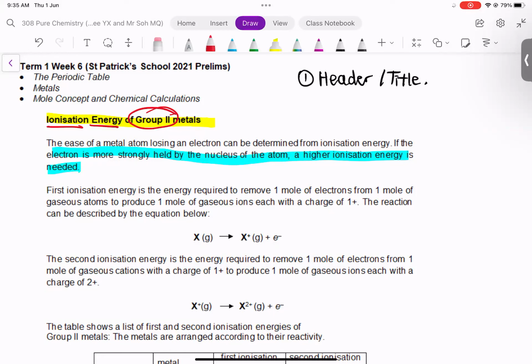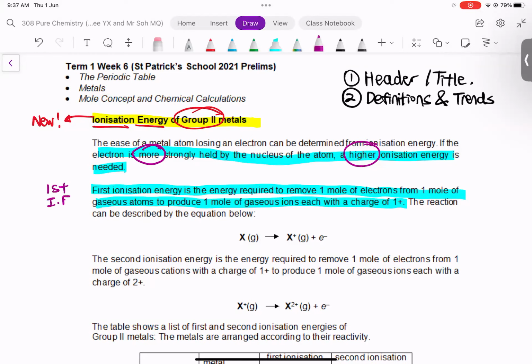Okay. Now, besides that, you will also want the definitions. So this is the definition of first ionization energy, which is the energy required to remove 1 mole of electrons from 1 mole of gaseous atoms to produce 1 mole of gaseous ions with a charge of 1+. Right? So this is crucial. You are removing 1 mole of electrons from 1 mole of atoms in the gaseous state. All right, and what this forms is an ion with a 1+ charge. Okay, it is not 2+, it's just 1+.